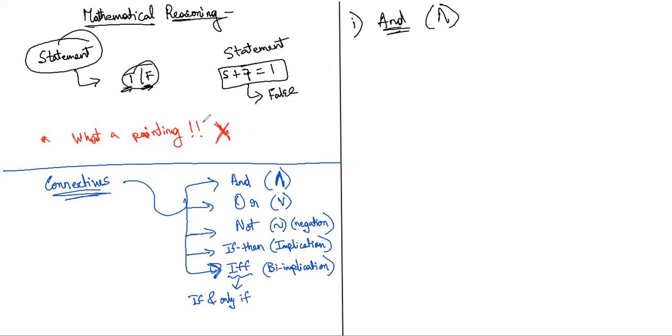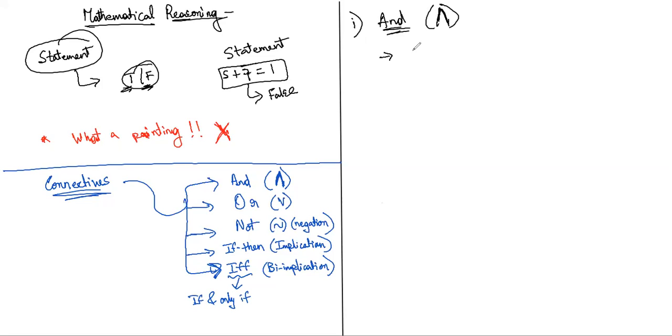Now we can join different statements using different types of connectives. There are 5 important connectives. What are they? And, or, not, implication, and by implication. Now let us look into them one by one. First one is and. How does the and connective work?